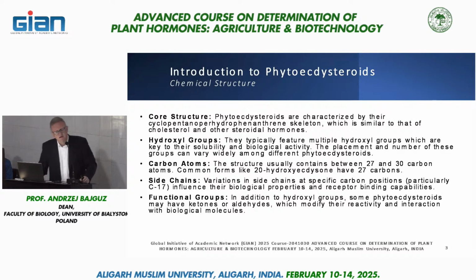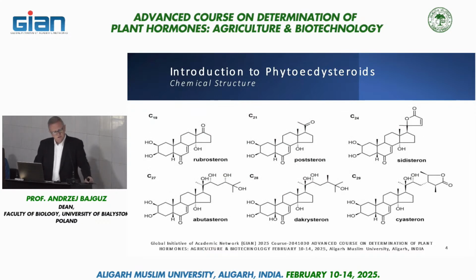I would like to present some chemical structures of the most common steroids detected in plants, divided according to total carbon number. For example, rubrosterone, poststerone, dacryhainansterone, cyasterone, abutasterone. And then others, with ecdysone, 20-hydroxyecdysone, makisterone, polypodine B or A.